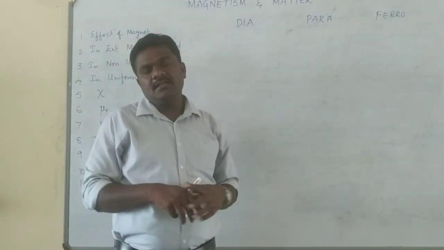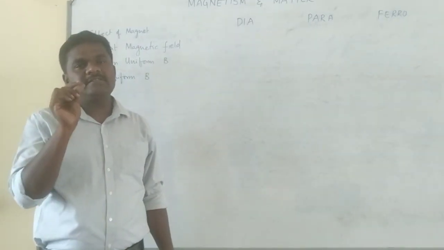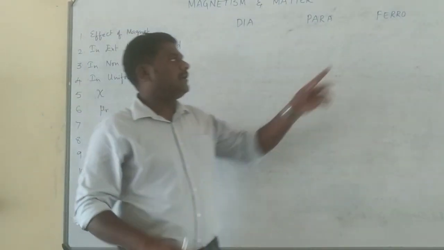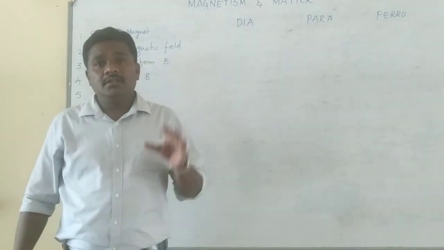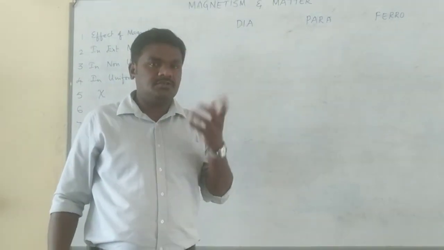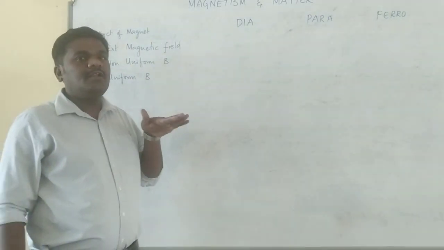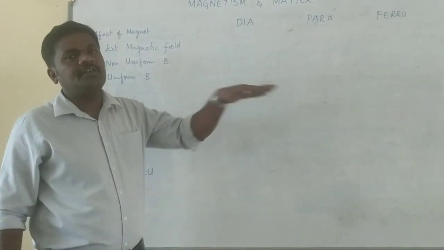But in both cases, the produced field inside the specimen is very low. But in the case of ferro, the produced field will be very huge, and the direction of the produced field is also along the direction of the applied field.